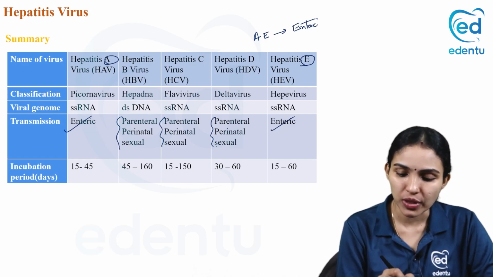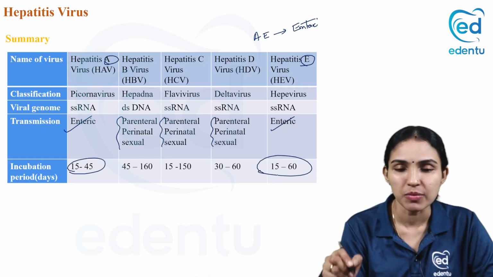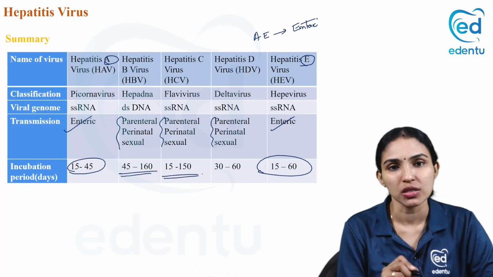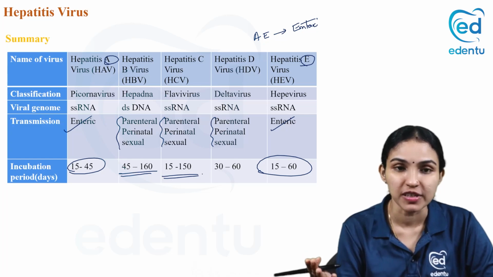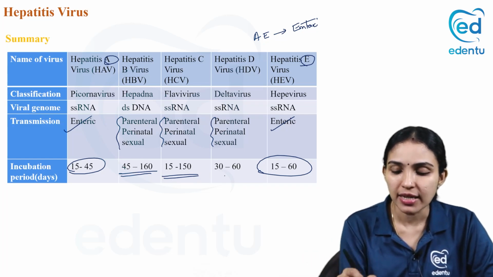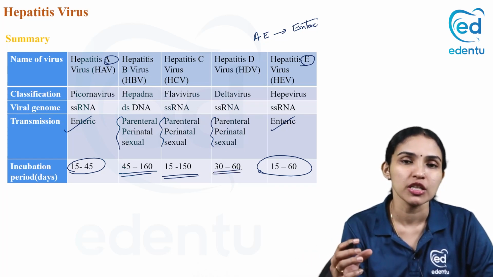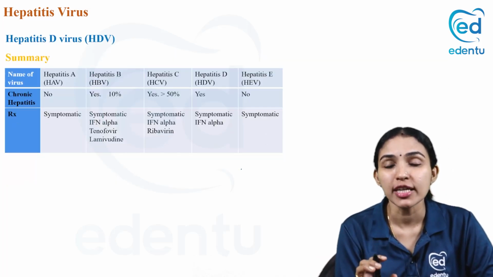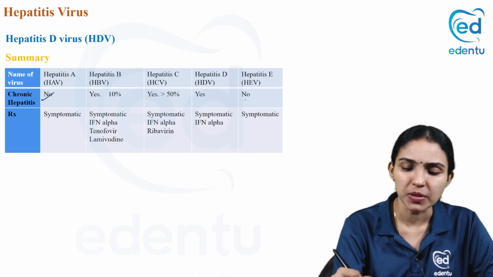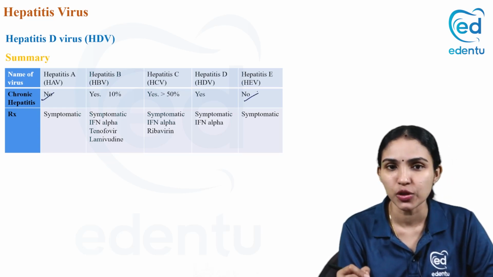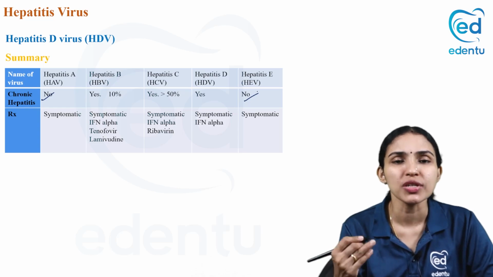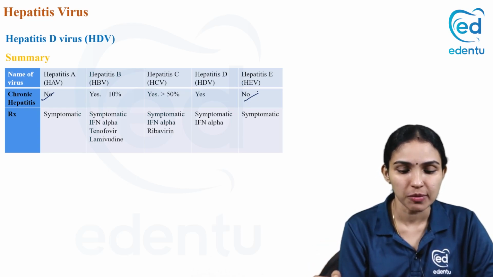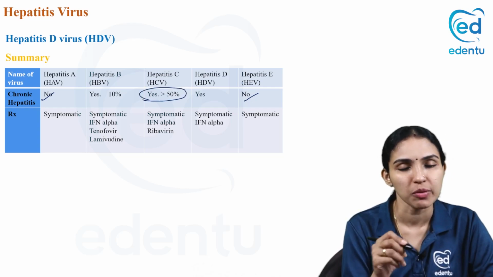And incubation period: you can see A and E have a similar incubation period. But for B it is longer, and for C also it is longer. It can go up to 150 days for hepatitis B and C. And D has a comparatively shorter incubation period compared to B and C. And what about the risk of chronic hepatitis? There is no risk of chronic hepatitis in hepatitis A and E. They are just acute hepatitis, which recovers by itself. Whereas for B, C, and D, there is a risk of chronic hepatitis, which is highest for hepatitis C.